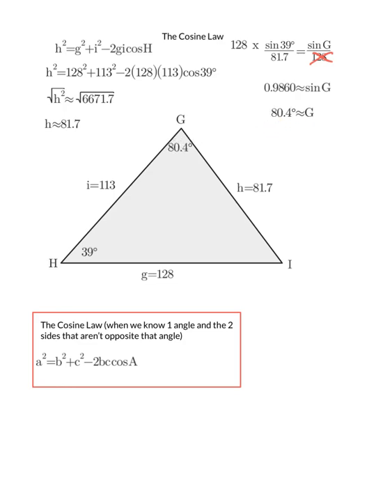Let's go ask ourselves the same question. Do we know two angles? Oh, yep, this time we do. So easily we can find that third angle. 180 degrees minus 39 degrees minus 80.4 degrees equals 60.6 degrees, which is i, and we have a solved triangle.